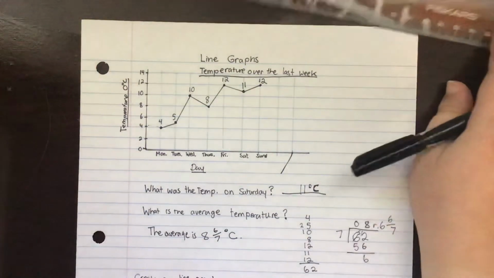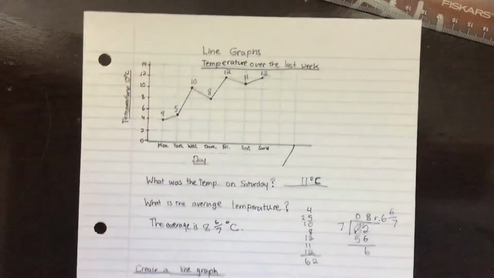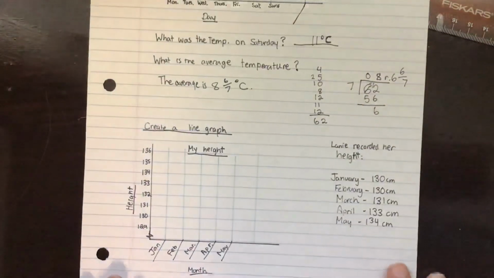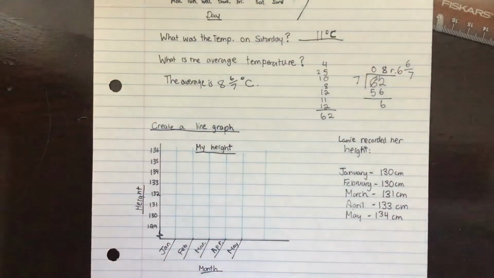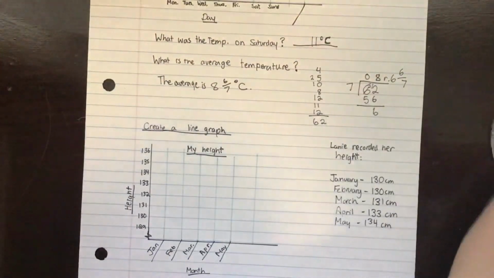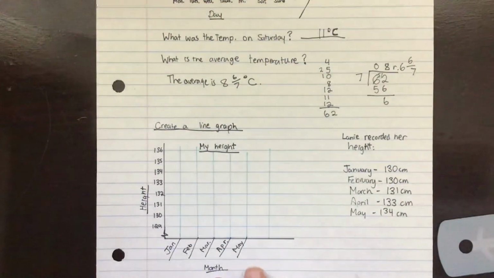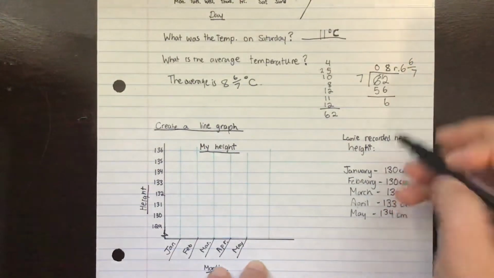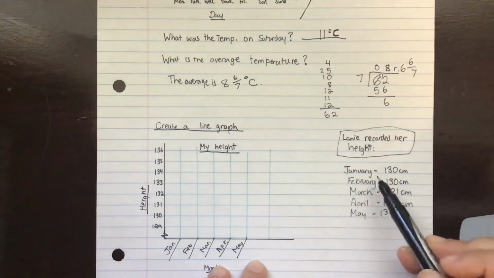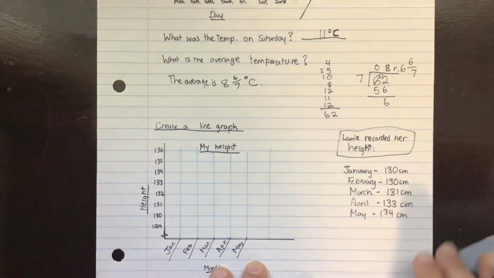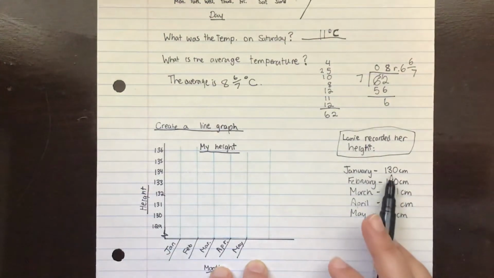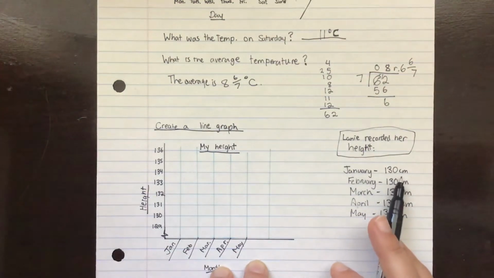Now, what if we want to create our own line graphs? Let's take a look at that down here. So here I have another lovely line graph, and we are going to do things with it. In the case of this question, it says create a line graph for Lainey. Lainey here is a grade 4 student, and she's been recording her height over the last few months and seeing how it changes. So in January, Lainey was 130 centimeters tall.